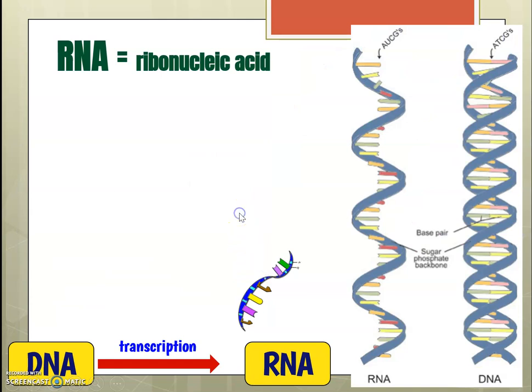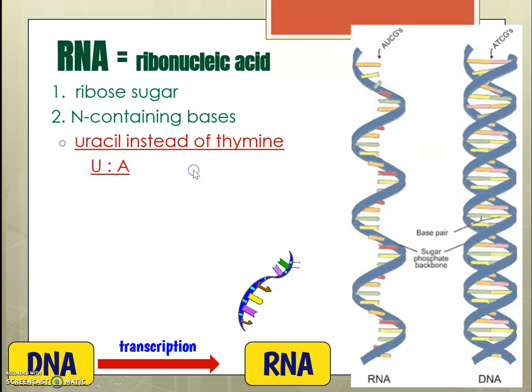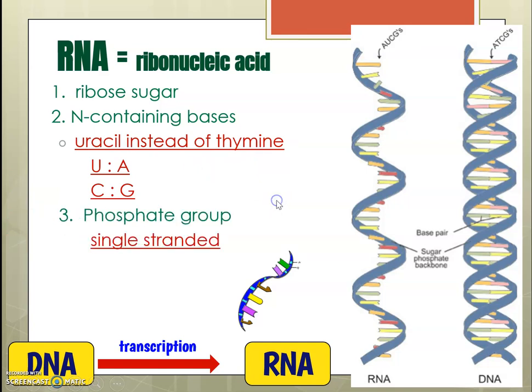So RNA. We have to remember RNA is ribonucleic acid, whereas DNA is deoxyribonucleic acid. RNA is single-stranded. It has the ribose sugar. It has nitrogen-containing bases, just like DNA, but we have uracil, so U, instead of thymine, T. So A matches with U. C still matches with G. We still have our phosphate group, but it is single-stranded.